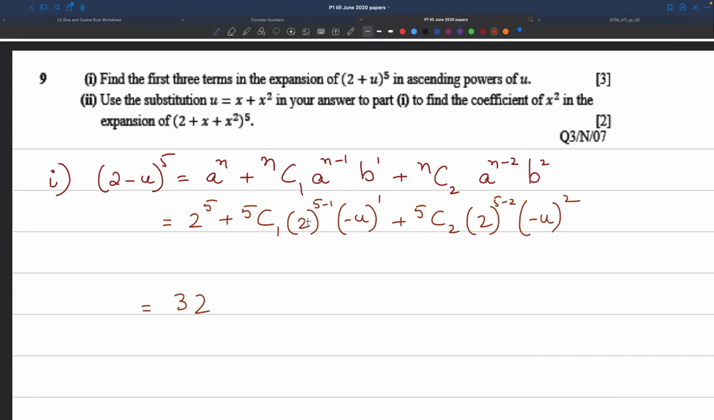5c1 is 5 into 2 power 4, 16 is 80. So this will become minus 80u. Okay? 5c2 is 10 and 2 cube is 8.